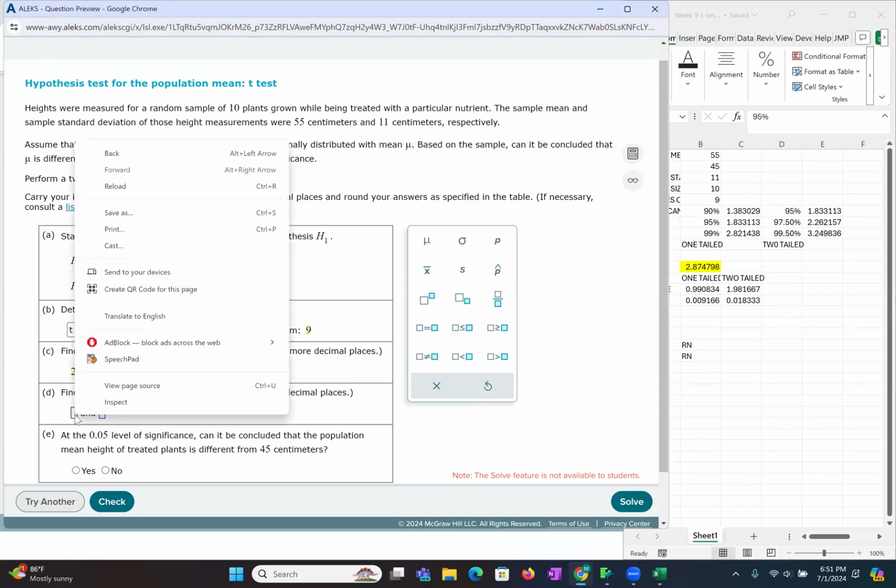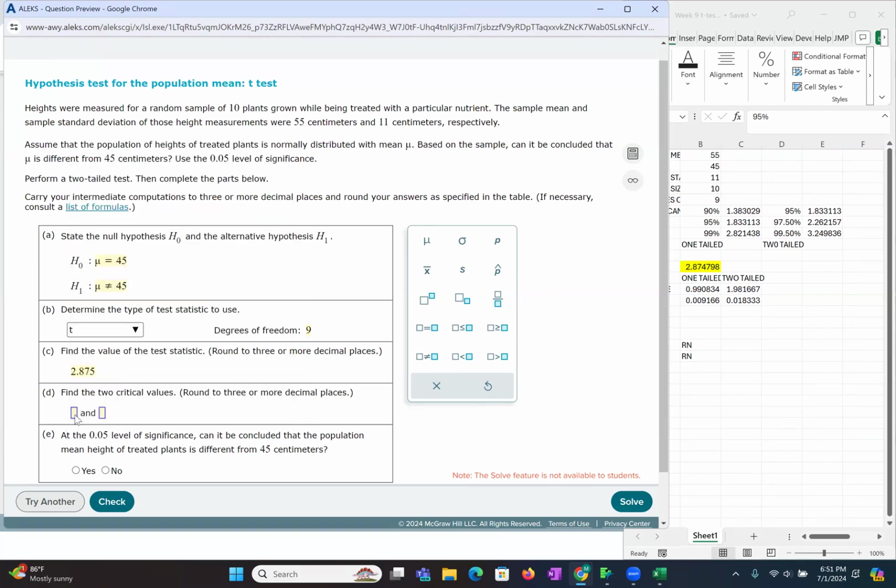Negative 2.262. And positive 2.262. Now, I think it's a question of truth. Is it the 2.262 or is it the 1.833? These are not one-tailed.